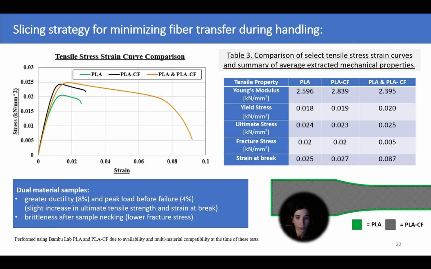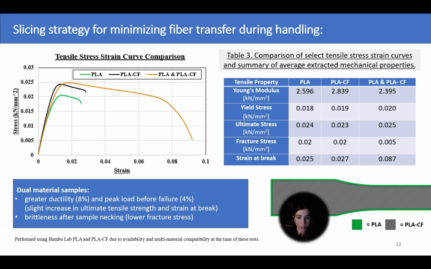Looking at how this alternative slicing strategy impacted tensile behavior, you can see a summary of mechanical properties in the table here, as well as the stress strain curves. But if this doesn't necessarily make sense to you, a quick summary: the dual material samples ended up showing slightly greater ductility and a greater peak load before failure. So they were slightly stronger in that sense, which we see in the table by that slight increase in the ultimate tensile strength and strain at break.